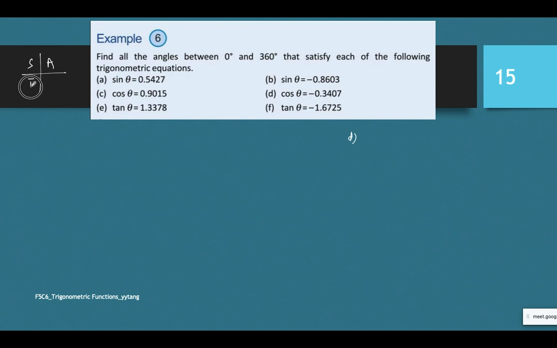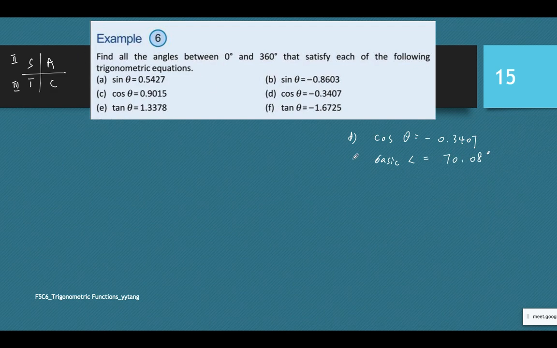Add sugar to coffee. So cos negative. Because first and fourth is positive, so negative will be second and third quadrant. Then, okay, basic angle. Shift cos 0.3407. Very good. Okay, now this is the basic angle.